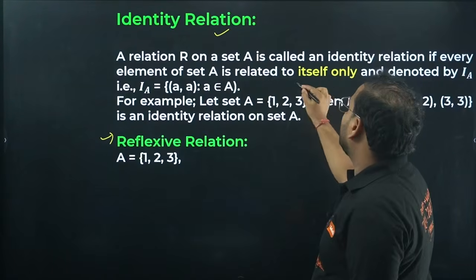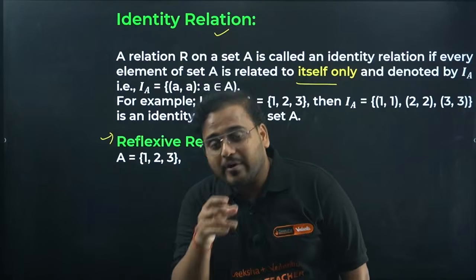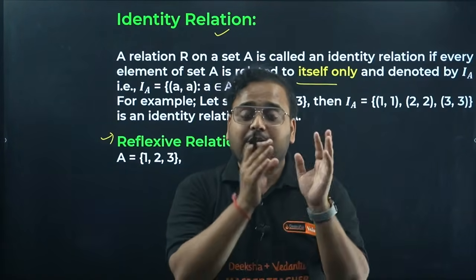What is written over here? Itself only. So not only itself. The word is, it has to be just by itself. It cannot have, let's say if I have an element 1, I should have (1, 1).